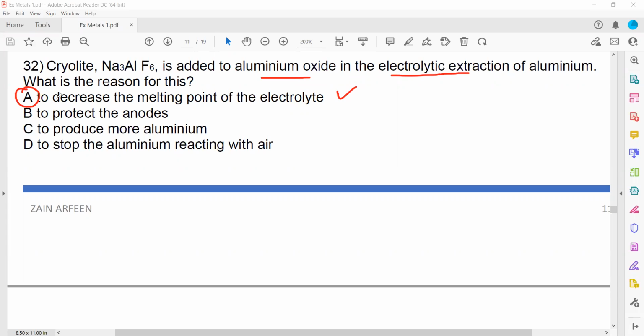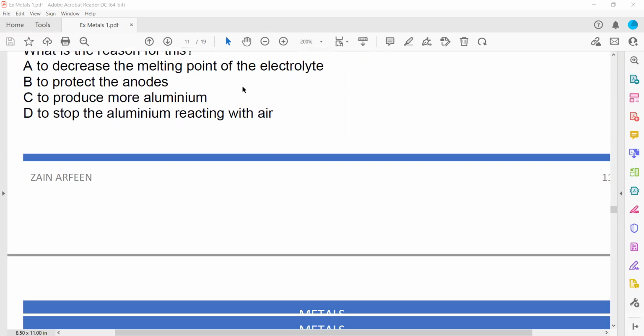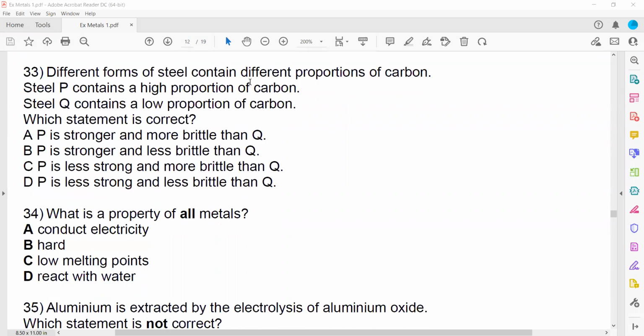So A should be the right answer, because when we use the cryolite, aluminium oxide dissolves in cryolite, it lowers the melting point so it can melt at a lower temperature. Without cryolite, it will be about 1900, but with cryolite, it is about 980.